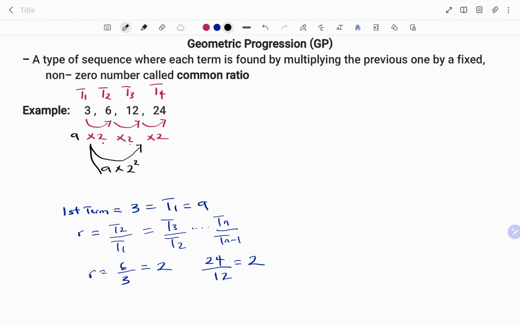And if I'm going to find the value of my T4, it's going to be the first term, A, times 2 in how many places? 1, 2, 3. 2 to the power of 3.